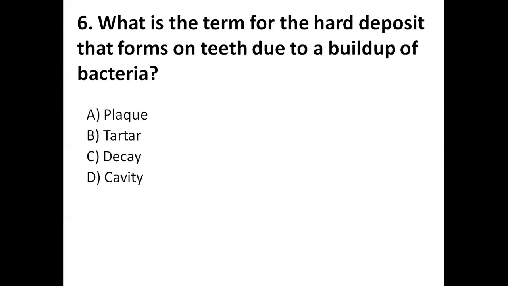Number six, what is the term for the hard deposit that forms on teeth due to a buildup of bacteria? A, plaque. B, tartar. C, decay. And D, cavity. Right, the answer is B, tartar.